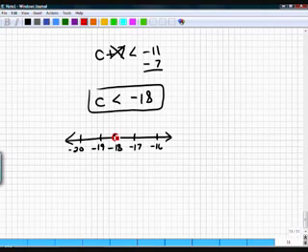That's where we're going to start. Does it include negative 19? Does it include negative 20? It includes all things to the left of negative 18. There's how I want you to graph it. Open circle at negative 18 because it does not include it. Shade it or circle, put an arrow to your left.